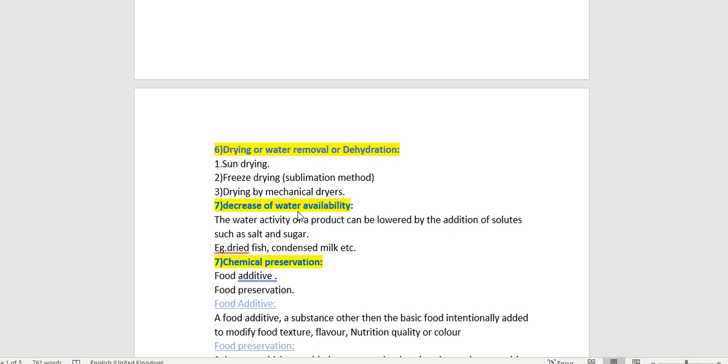Then coming to the seventh type of food preservation method, that is decrease of water availability. The water activity of a product can be lowered by the addition of solutes such as salt and sugar. For example, dried fish may be heavily salted so that the moisture is drawn from the flesh and bound by the solute and hence is unavailable to the microorganisms. In the same manner, sugars may be added, as in sweetened condensed milk, to reduce the amount of available moisture. And honey is the best example to emphasize the preservative value of high solute concentration.